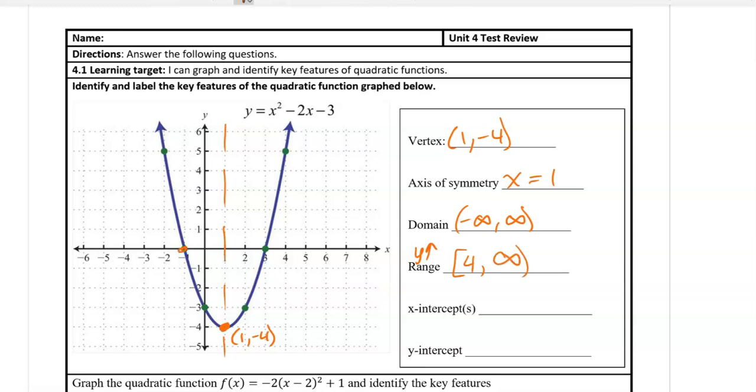The two x-intercepts are here and here. That's where your graph crosses the x-axis, at -1 and 3. The y-intercept is right here at -3, so we're going to say (0, -3). And if you don't have a graph, you can always look at the c value of standard form, and that's going to tell you the y-intercept.